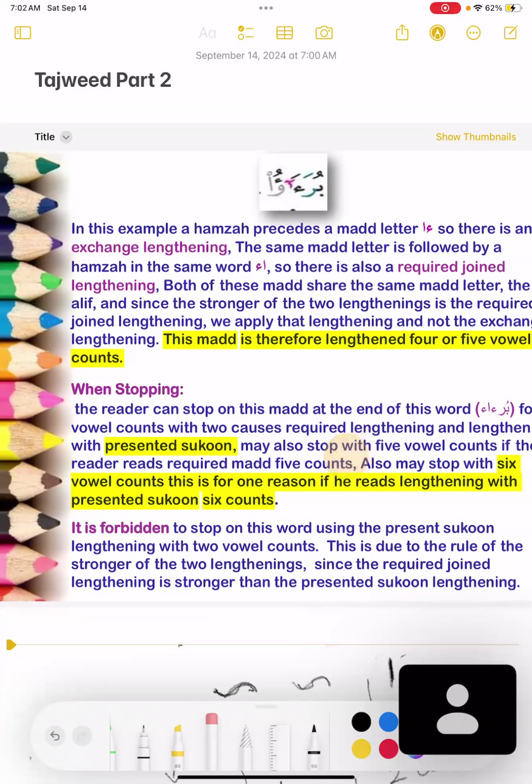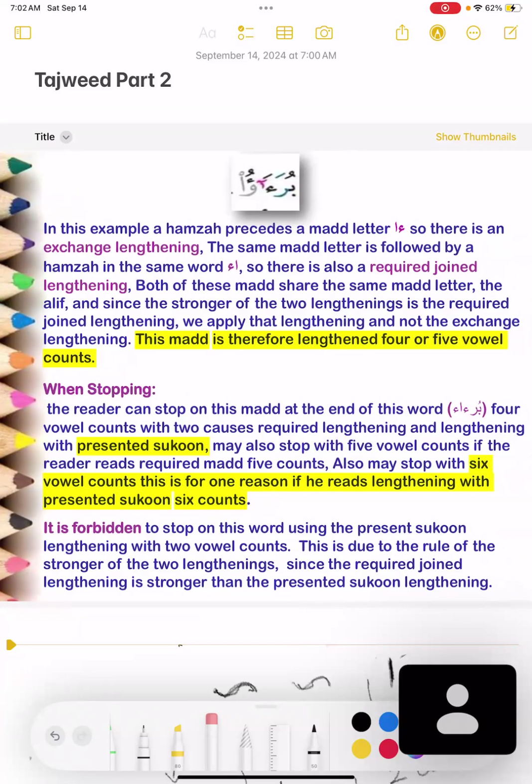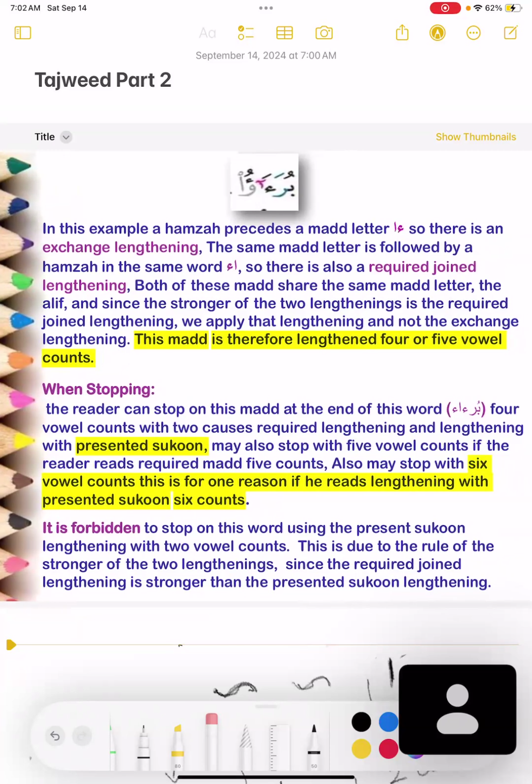Now look at this example over here. In the word bura'a, what's happening over here? You see how many mads? You again see 2 mads, whether you stop at the word or read it without stopping. In this example, again, a hamza precedes a mad letter, right? The hamza is what you see here, and the mad letter is in red.